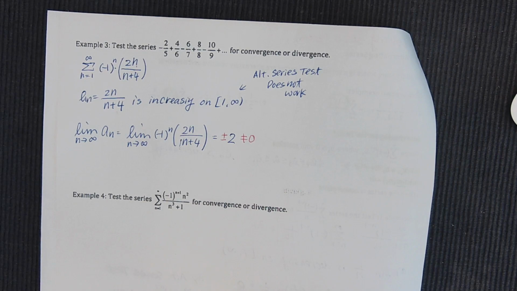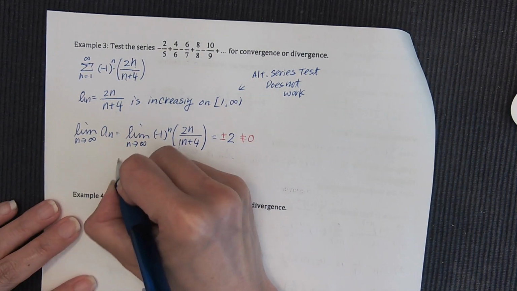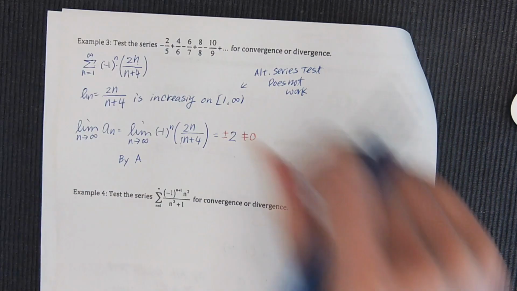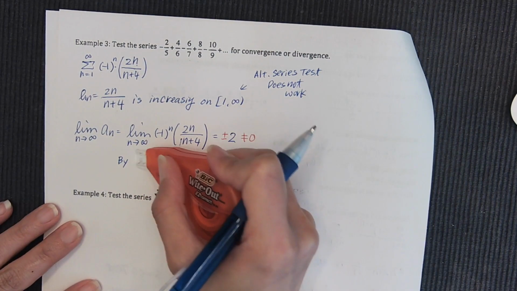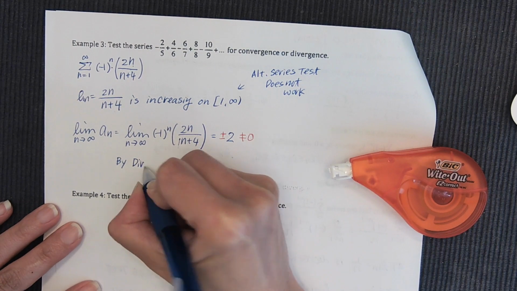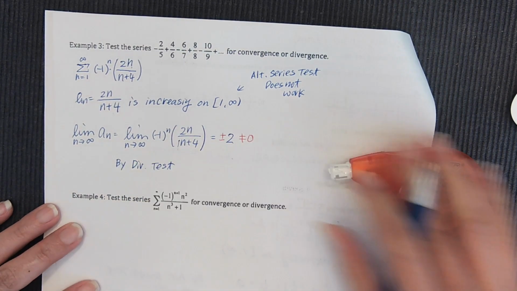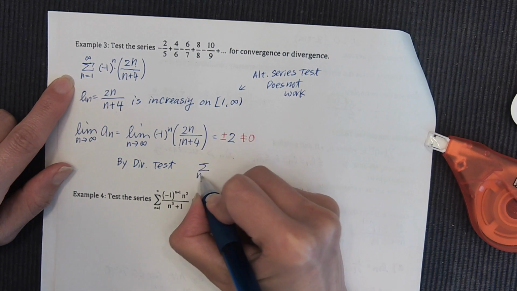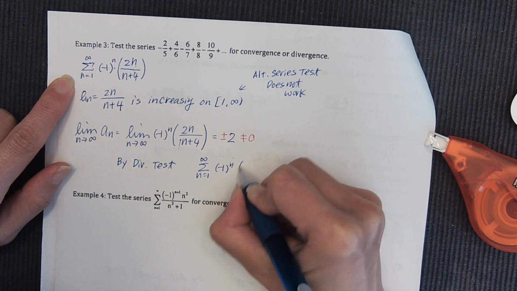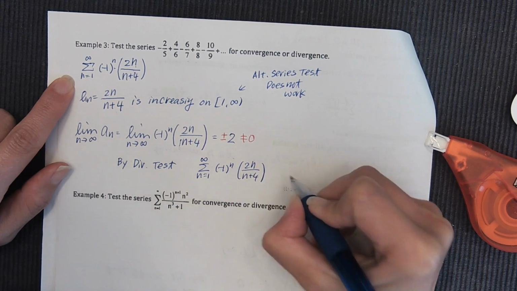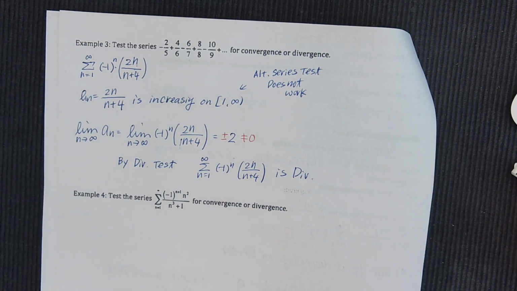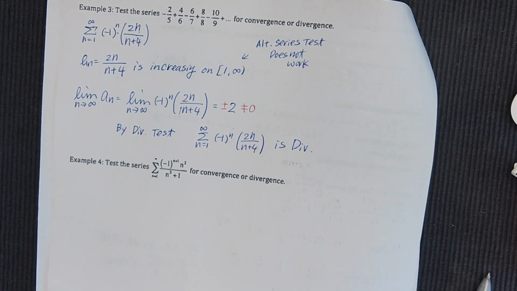Okay. Just that finally, by the divergence test, the summation n equal 1 to infinity, negative 1 to the power n, 2n over n plus 4, is divergent. Yes. Any questions here? Hopefully you guys are okay here.